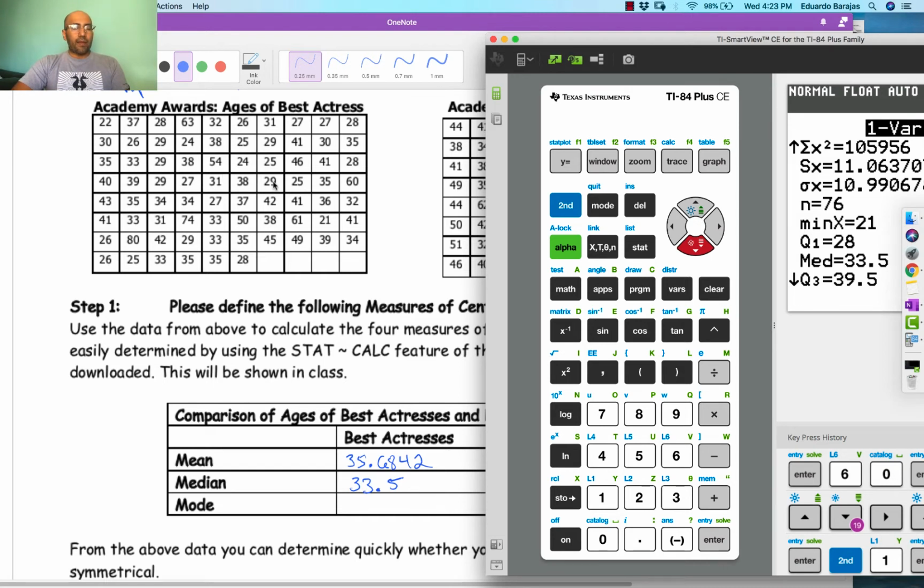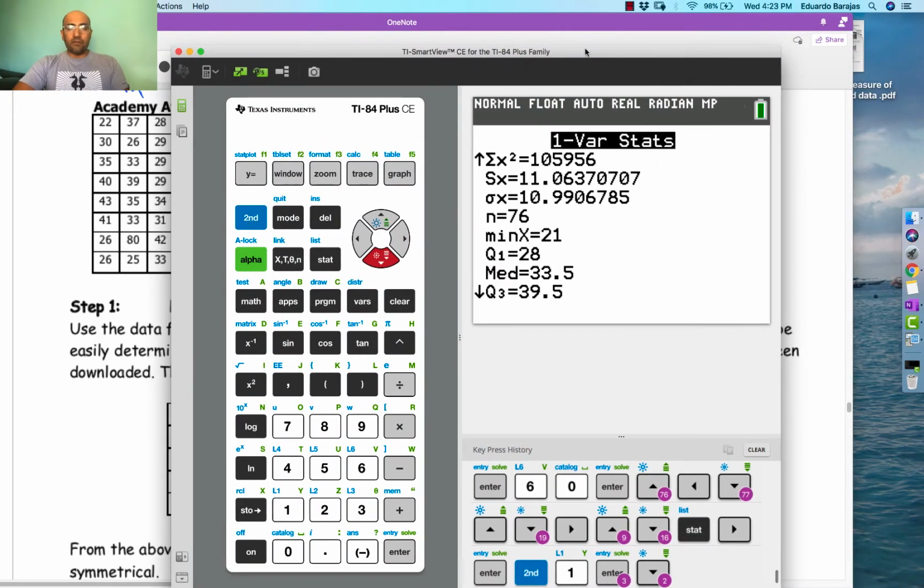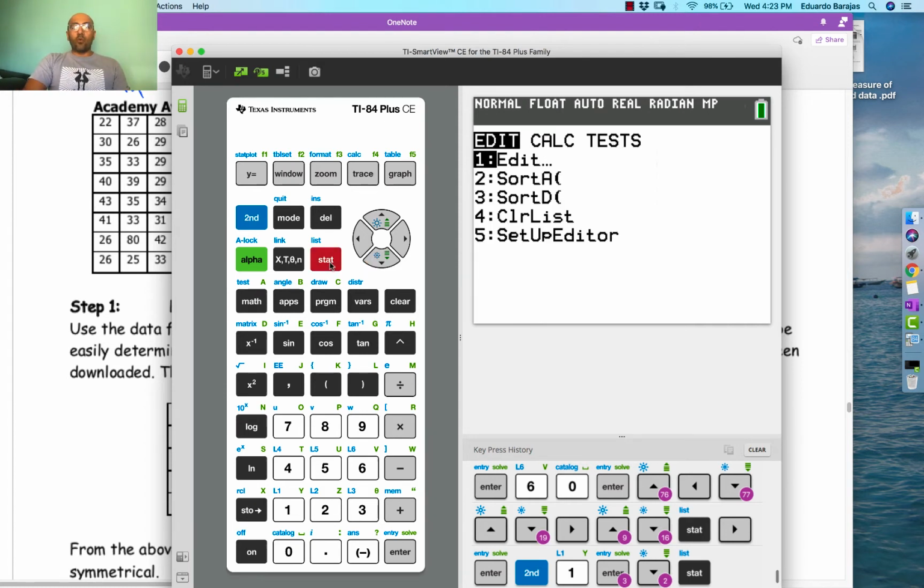Off the top of my head, I can see that 25 happened pretty often. Here's 25, 25, 25. 29 is pretty often too, 29, 29, 29. So it's kind of hard to tell which is the number that occurred most often. So there isn't an easy way to get the mode from the calculator as far as I know, but there is a way to make life a little easier, and that's to organize our data.